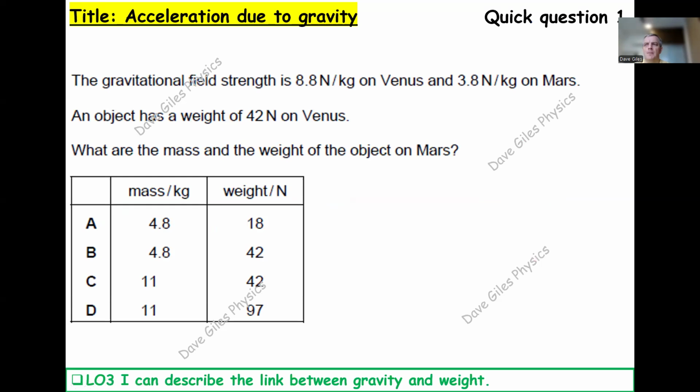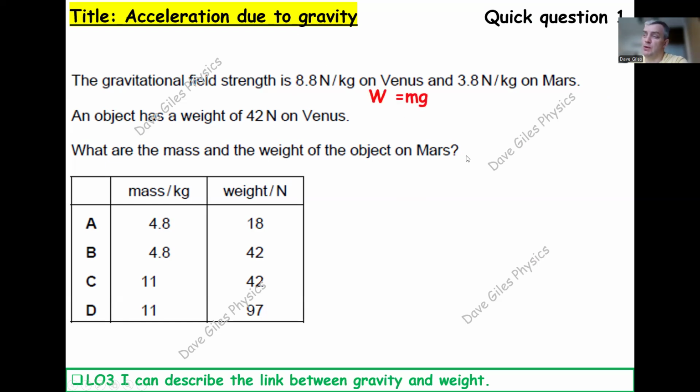So here's a past paper question. Gravitational field strength was 8.8 newtons per kilogram on Venus and 3.8 newtons per kilogram on Mars. An object has a weight of 42 newtons on Venus. What is the mass and the weight of the object on Mars? So the mass is the same on every planet. Mass doesn't change, weight does. So we can work out the mass by looking at our values on Venus.